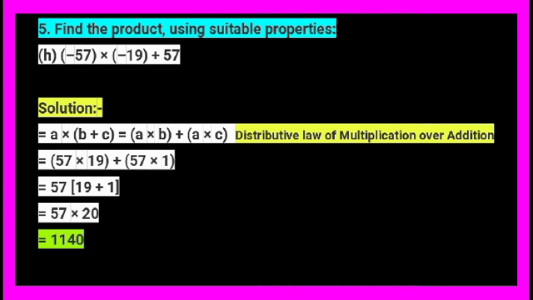Next is minus 57 multiplied by minus 19 plus 57. Now we have two terms here. The first term is this multiplication and another term is only 57, right? So can we take any numbers common here? Yes, 57 is here also, in this term, and 57 is here also. So we can take 57 common, right?